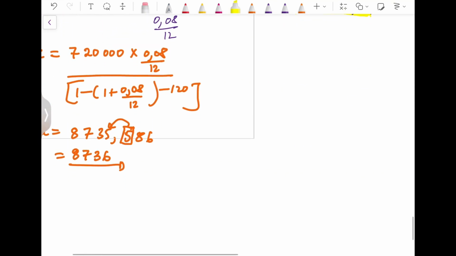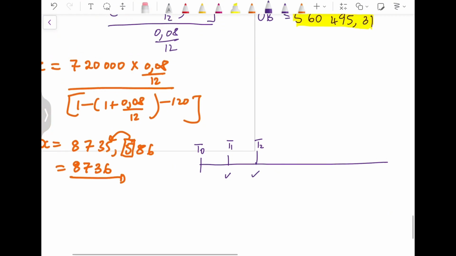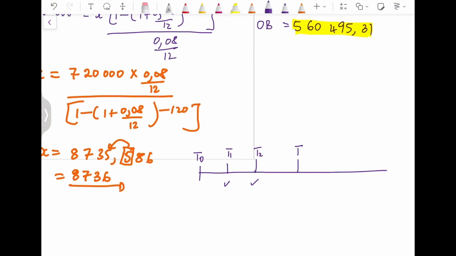Now, here's the story. So this person took out a loan here at T0. T1, the person made a payment. T2, the person made a payment. This person made payments until T36. Now, the last payment that was made was at T36. Okay, this is not T3, but this is T36.